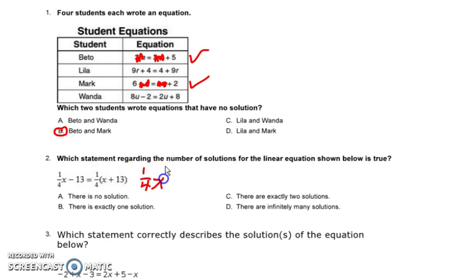1/4 x plus 13 over 4. And on the other side, we have 1/4 x minus 13. So we have 1/4 x minus 13 and 1/4 x plus 13 over 4. If you take away the 1/4 x from both sides, you end up with negative 13 equals 13 over 4, which makes no sense, which means there is no solution.